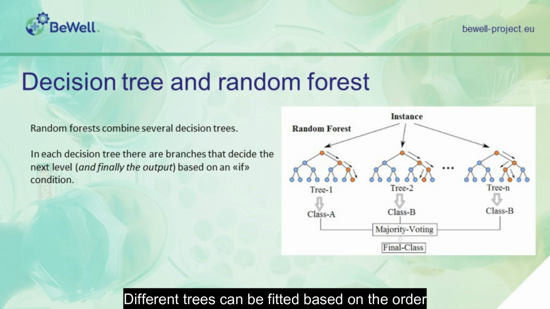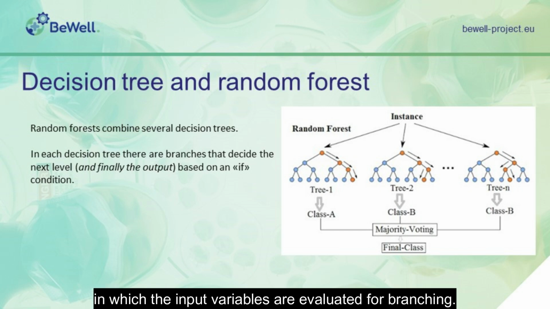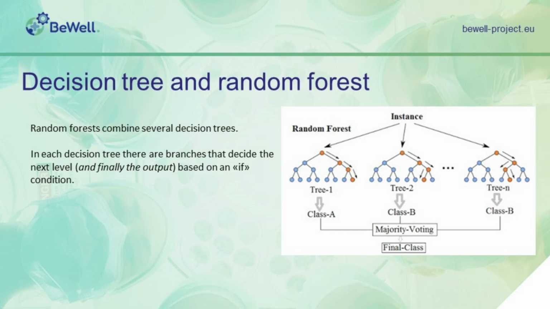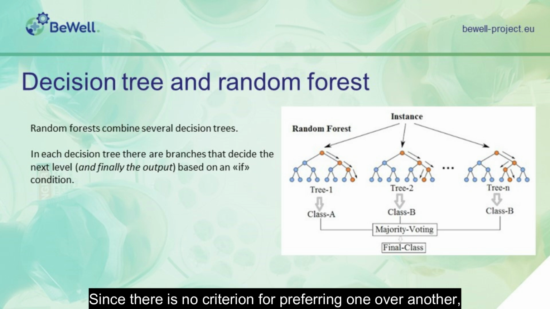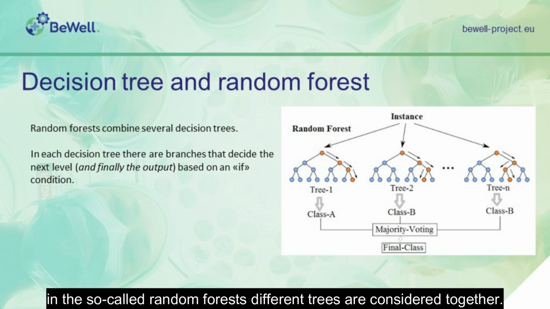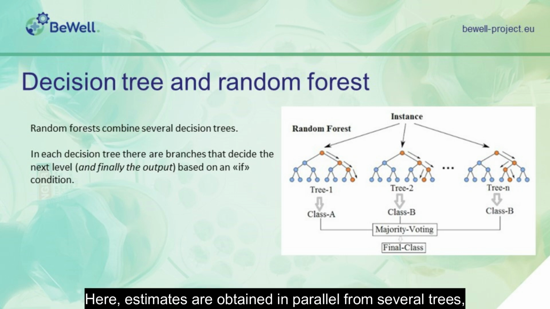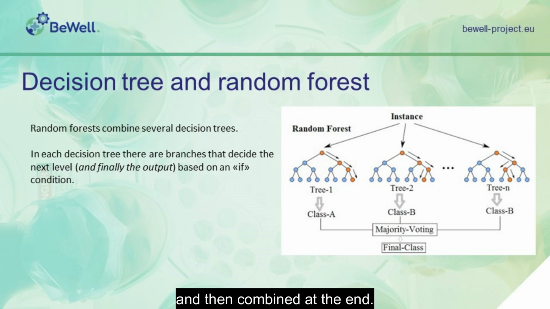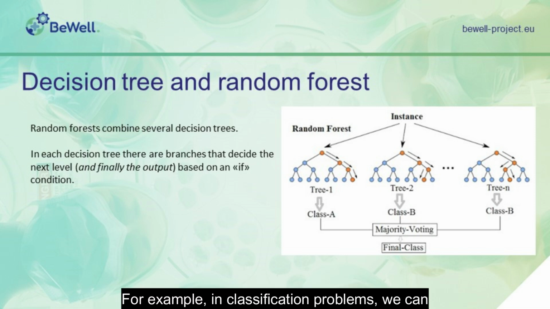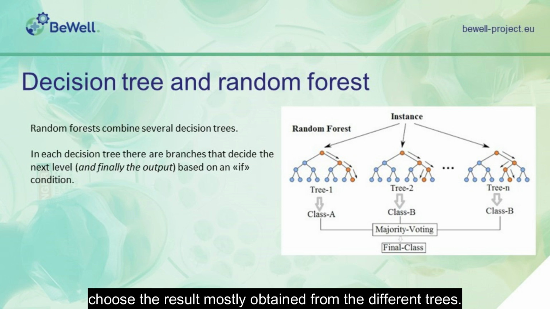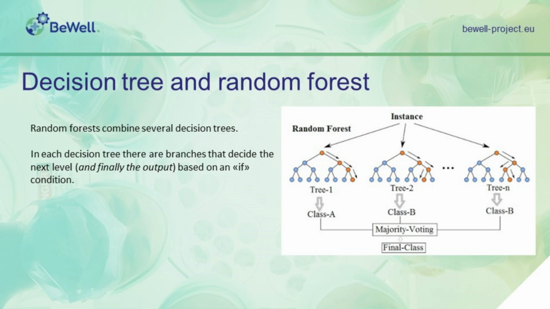Different trees can be fitted based on the order in which the input variables are evaluated for branching. Since there is no criterion for preferring one over another, in the so-called random forests different trees are considered together. Here, estimates are obtained in parallel from several trees, and then combined at the end. For example, in classification problems, we can choose the result mostly obtained from the different trees.